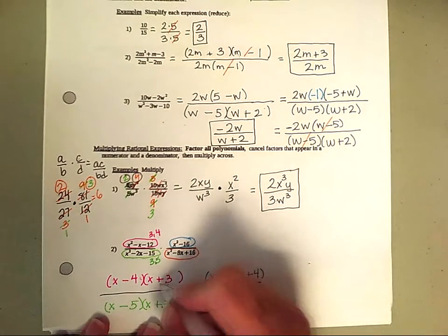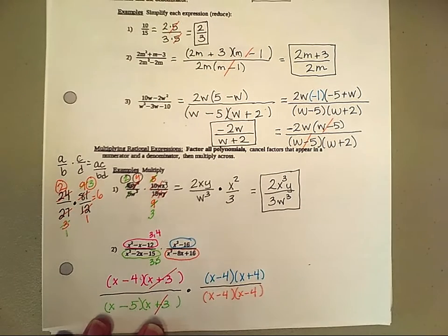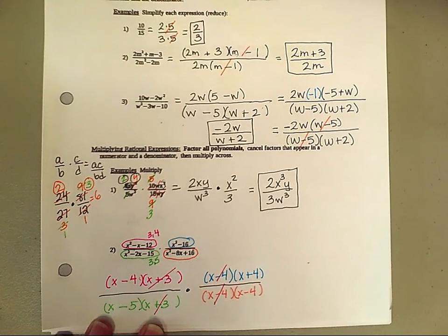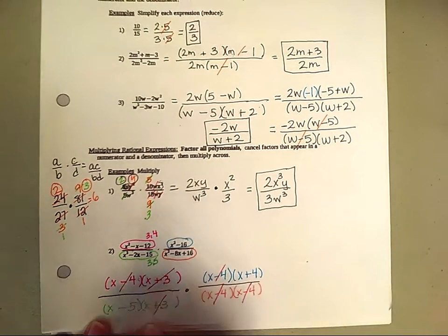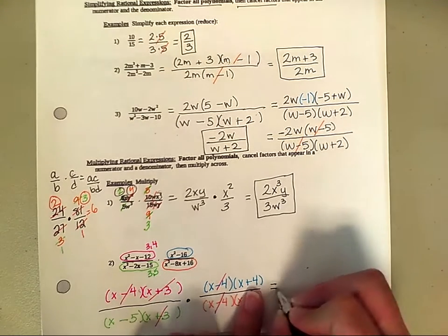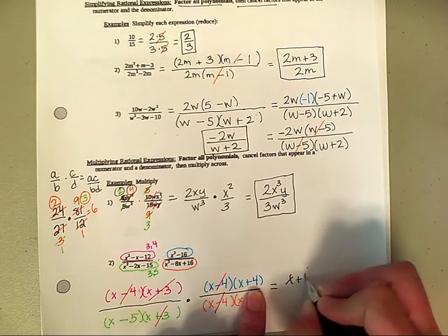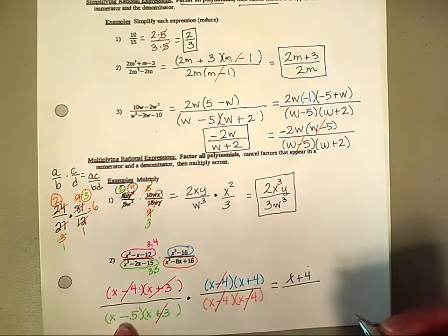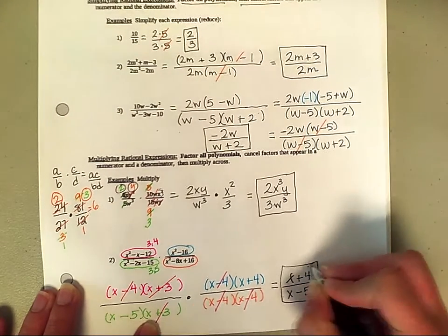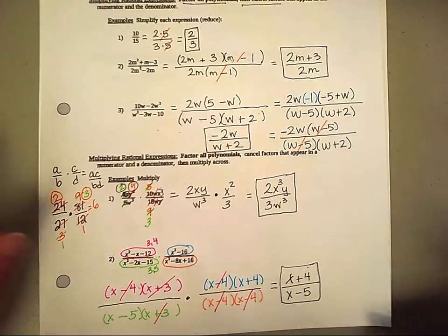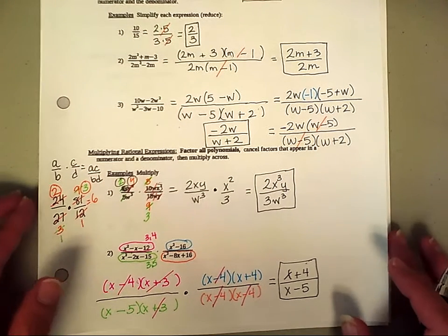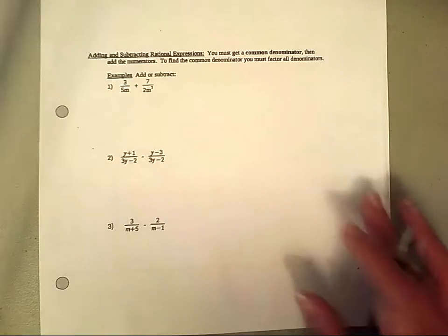Now we can do the canceling. Here the x plus 3 cancels with this x plus 3. This x minus 4 cancels with that x minus 4. And there's also an x minus 4 here and here. So when we're done, the only thing we're left with in the numerator is the x plus 4 over, and the only thing we're left with in the denominator is x minus 5. Okay. So multiplying is really quite easy. We factor and cancel.